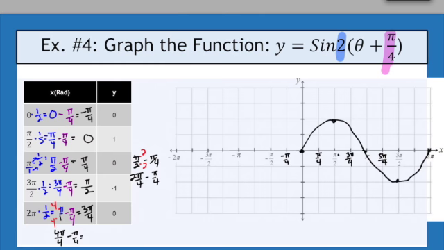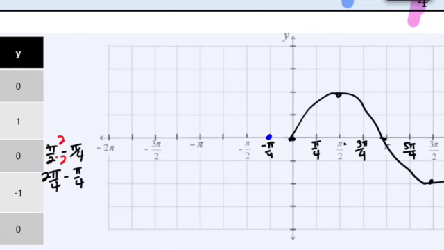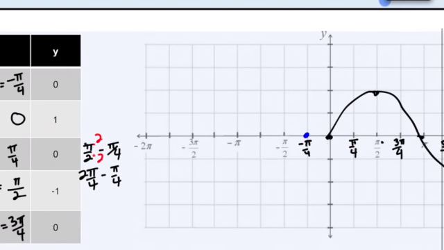All right, let's go ahead and graph this graph in the blue. So negative pi over 4 will be 0. Then at 0 we get 1. Then at pi over 4 we get 0. Then at pi over 2 we get -1. And then at 3 pi over 4 we get 0. And we're going to draw our shape just like that.